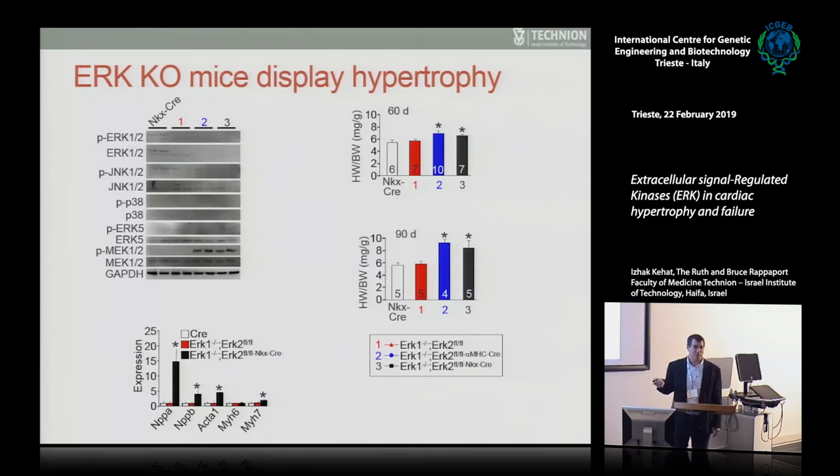And when we started following these mice, we noticed that they developed hypertrophy, which was manifested, for example, by increasing heart weight normalized to body weight. So we had two different control groups in white and red, and we had two knockout groups, one in blue with the alpha myosin heavy chain Cre, and in black the NKX Cre. So you can see that at 60 and 90 days, there's progressive hypertrophy. They also had activation of the classical gene markers of hypertrophy: the natriuretic peptides, the skeletal isoform of actin, and the beta isoform of myosin heavy chain.